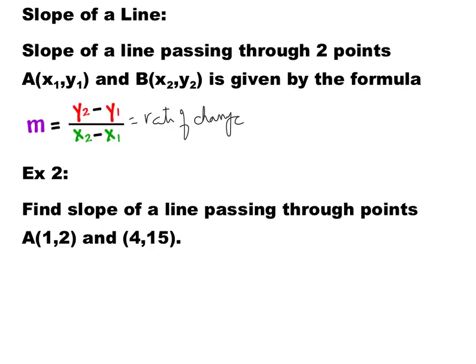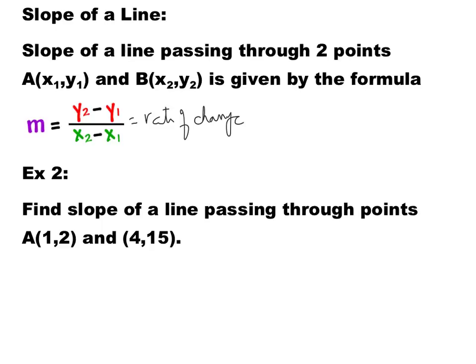Now, if you look at this ratio, you can see that the ratio is undefined when x2 and x1 are equal, because x2 minus x1 is going to give you 0, and then you have a fraction with the denominator equal to 0, which is undefined. This means that if x2 and x1 are equal to each other, then it means that the line is perpendicular and the slope does not exist.